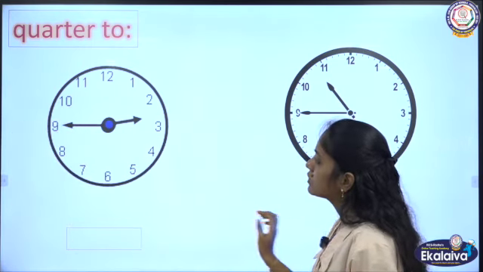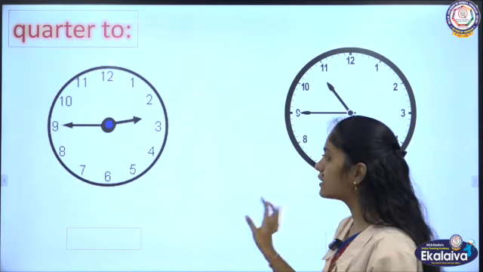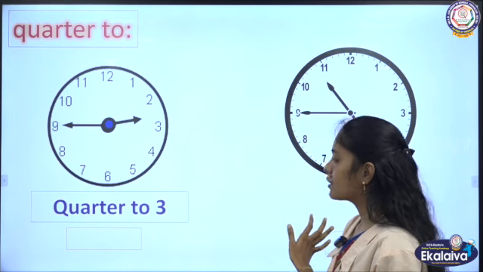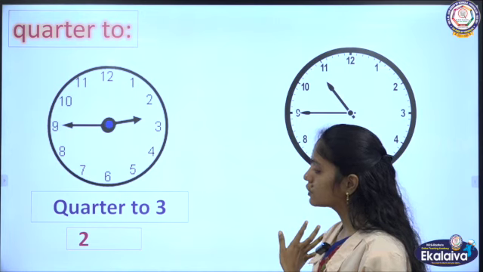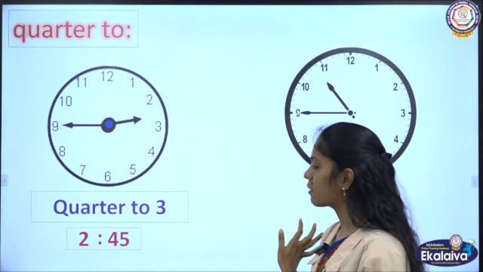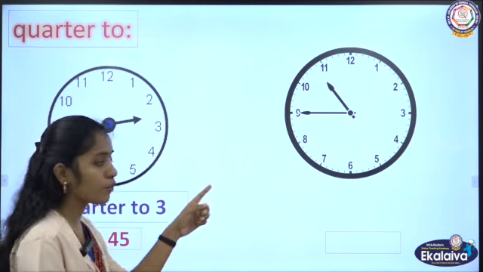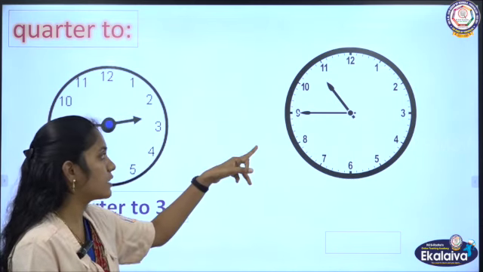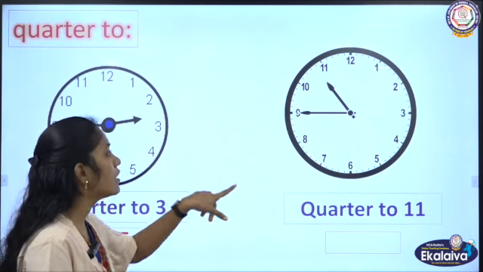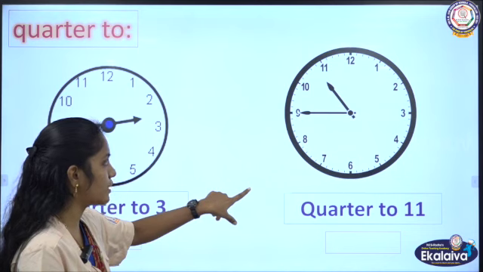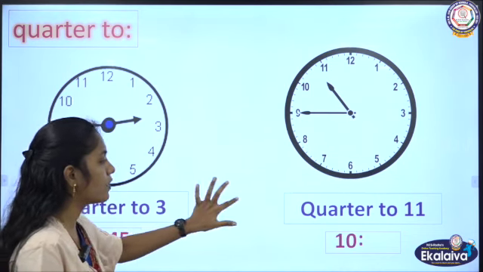See here the hour hand is just before 3. The minute hand is at 9. We say it as quarter to 3 or 2:45. We write 2:45 as 2:45. Here in this clock, the hour hand is just before 11. The minute hand is at 9. We say it as quarter to 11 or 10:45. We write 10:45 as 10:45.